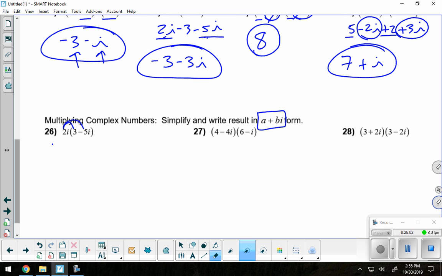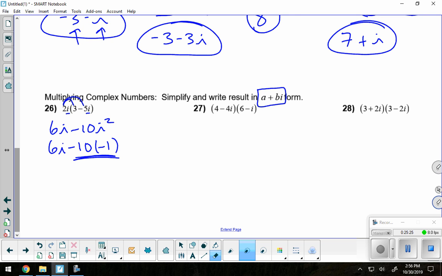So 2i times 3 would be 6i. 2i times negative 5i would be negative 10i squared, because i times i gives me i squared. Now, I see an i squared in the problem, so I want to take that out. Again, anytime you see i squared, replace it with what it is. That's negative 1. So I'd have 6i minus 10 times negative 1.